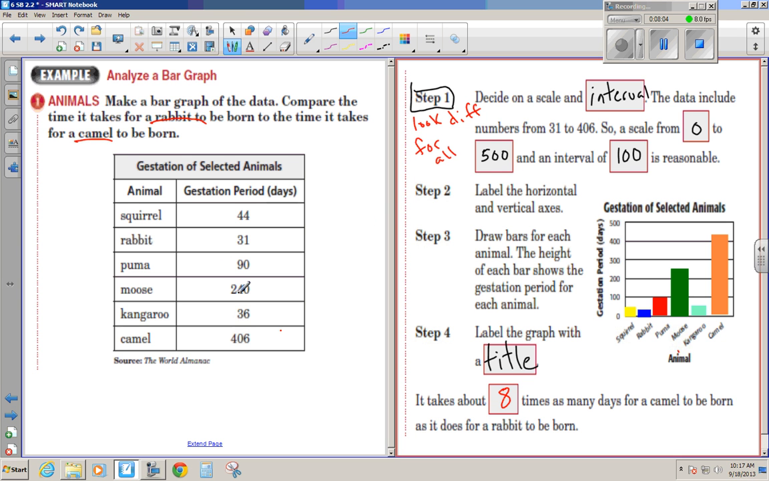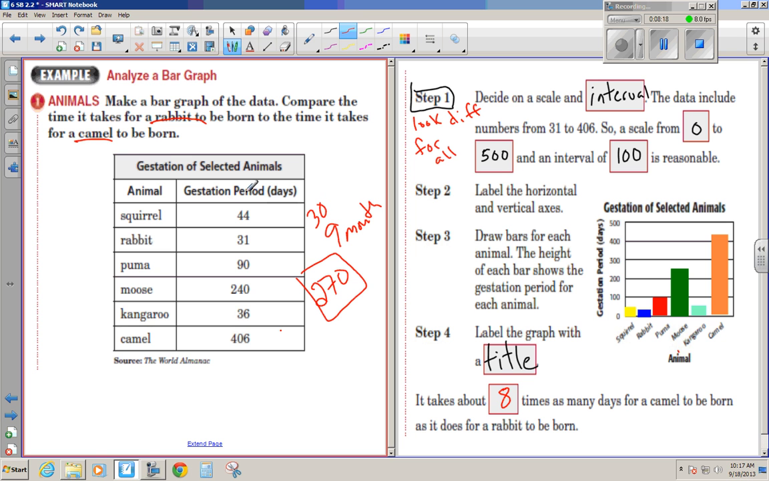Now, let's think about humans. It's about 9 months. And there's about 30 days per month. So for a human, it's about 270 days of gestational period. So if you look at this, a rabbit takes 31 days. So a rabbit is pregnant for 31 total days.